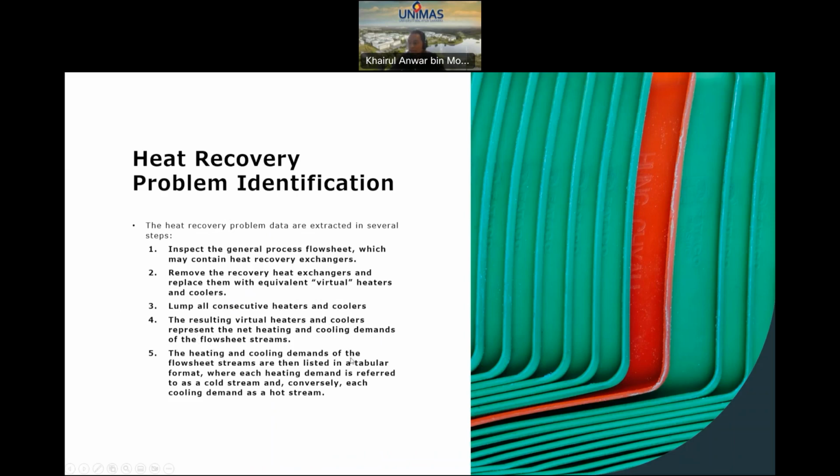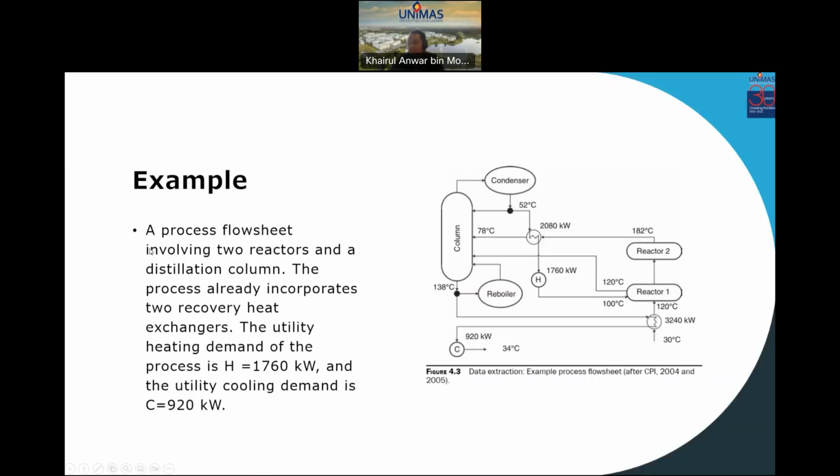The heating and cooling demands of the flow sheet streams are then listed in a tabular format where each heating demand is referred to as a cold stream and conversely each cooling demand as a hot stream. Example, a process flow sheet involving two reactors and a distillation column. The process already incorporates two recovery heat exchangers. The utility heating demand of the process is 1760 kilowatt and the cooling demand is 900 kilowatt.